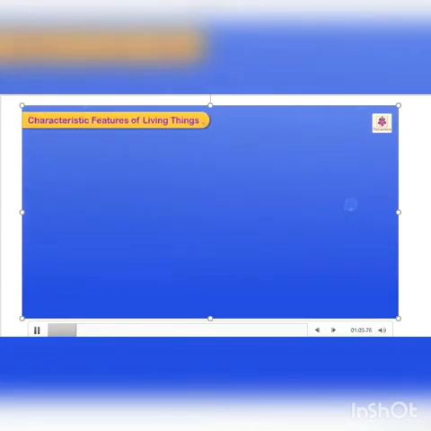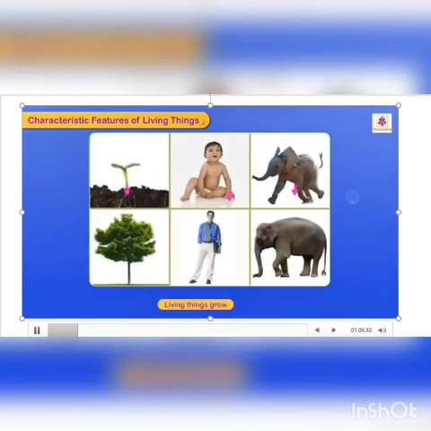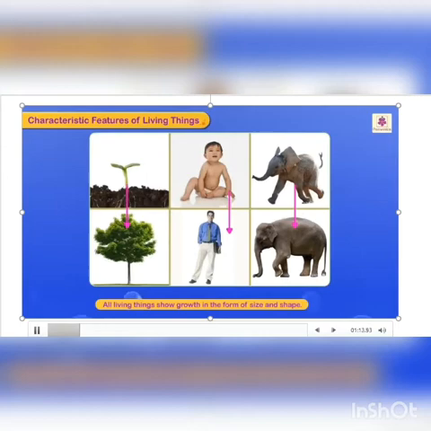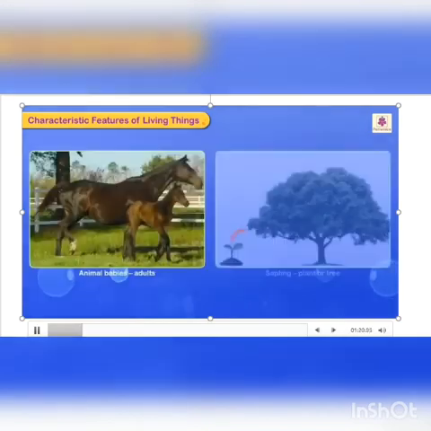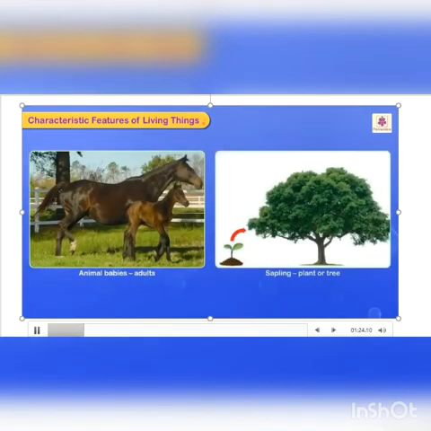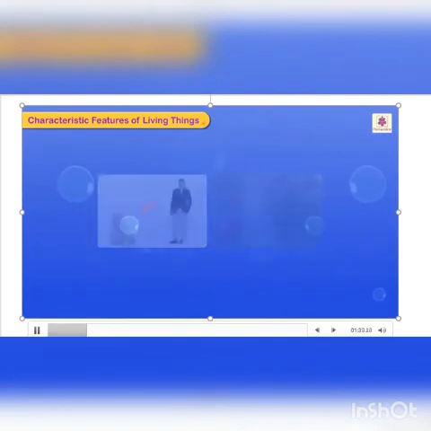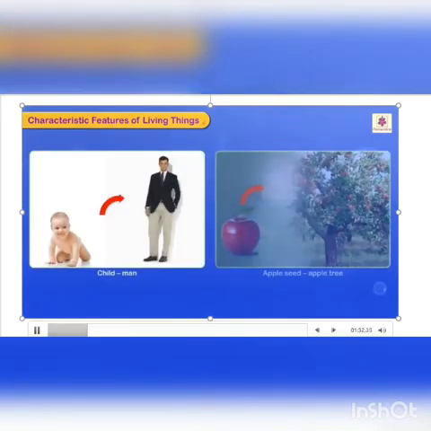Characteristic features of living things. Living things grow. All living things show growth in the form of size and shape. Animal babies grow into adults, and a young sapling grows into a full plant or tree. A child grows up to become a man.